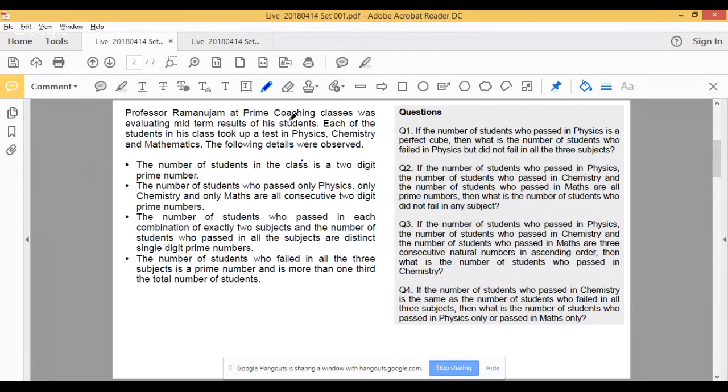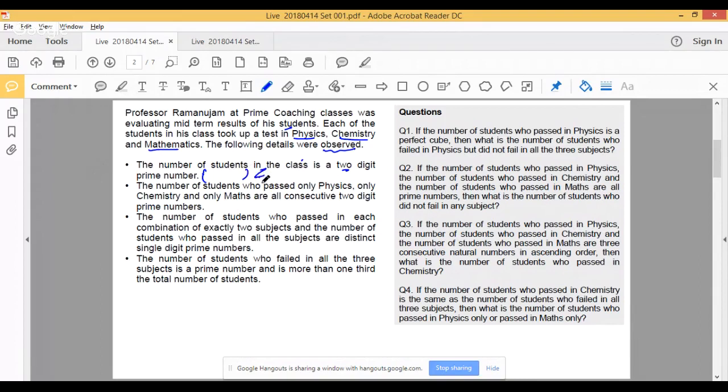All right, so that's the end of 3.5, 4 minutes. Let's see what the question looks like. Now, obviously, this is a Venn diagram question. It says Professor Ramanujam at Prime coaching classes was evaluating the midterm results of his students. Each of the students in his class took a test in physics, chemistry, and mathematics. The following details were observed. The number of students in the class is a two-digit prime number. Okay, so the total number of students is a two-digit prime number.